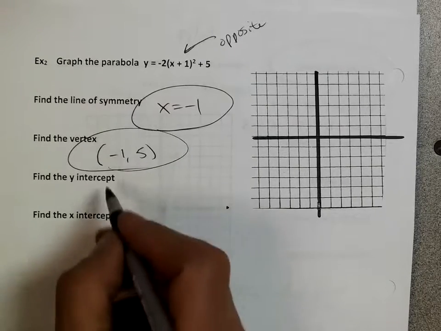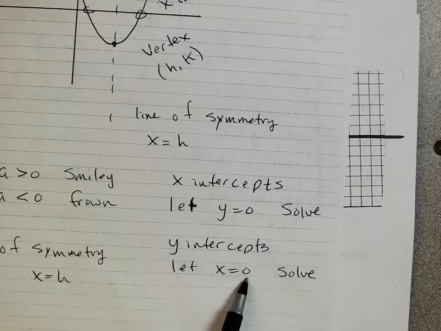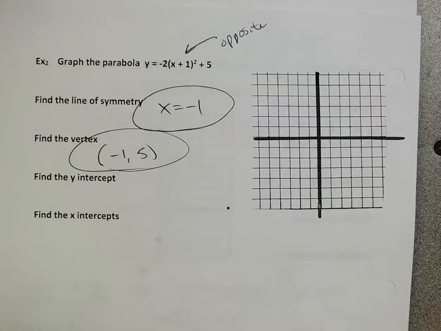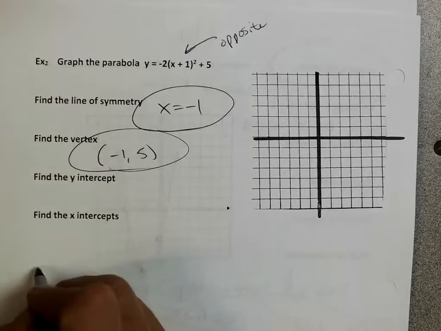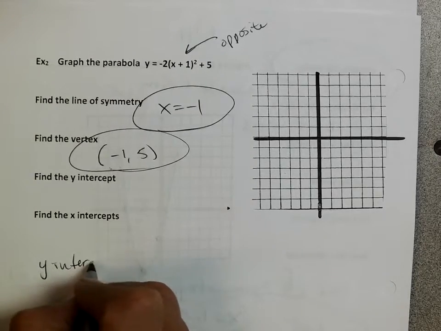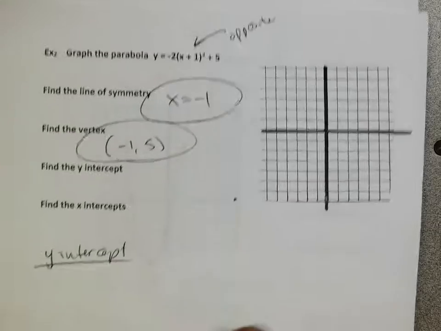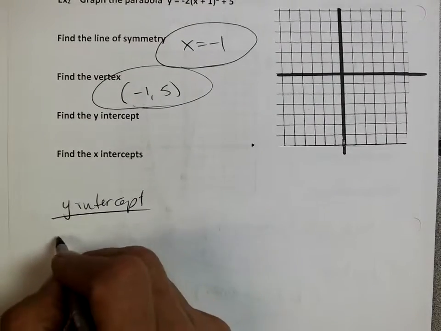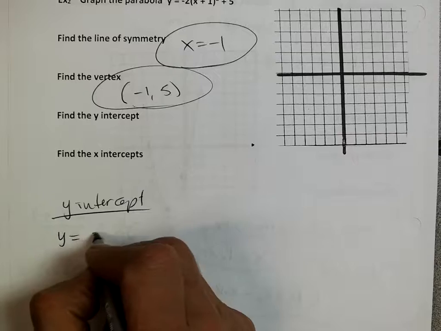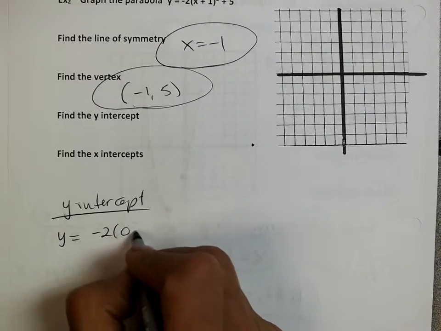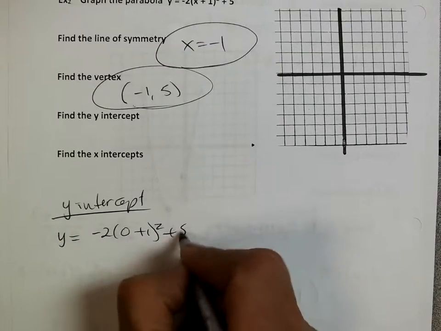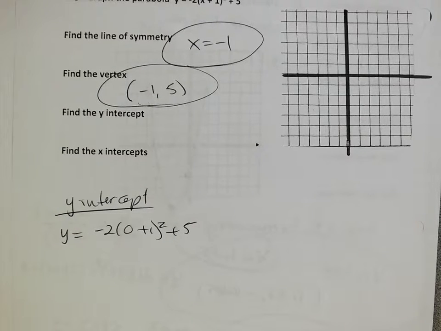So then the y-intercept. Let's see, my notes say y-intercept, let x equal 0, right? It says let x equal 0 and solve, so I'll do the y-intercept down here. I say y equals -2 times (0 plus 1) squared plus 5, right? Because my note said let x equal 0. And I'm just going to simplify it.